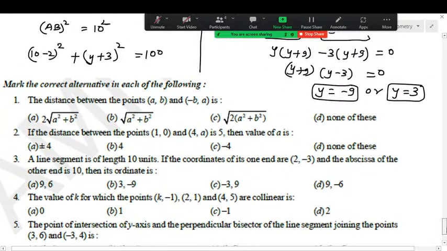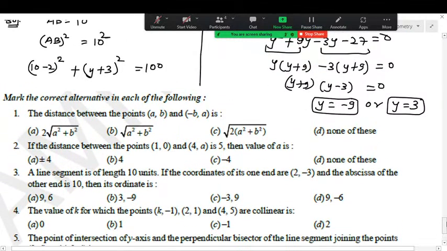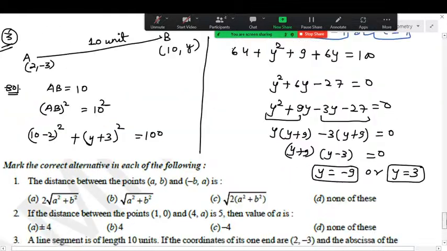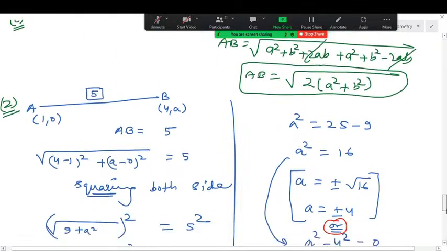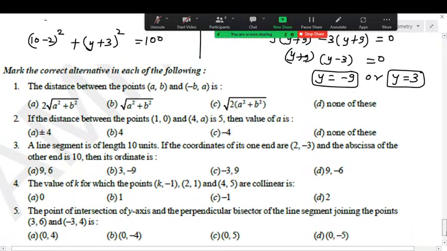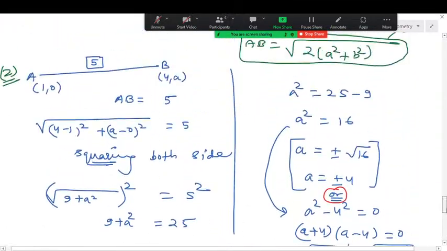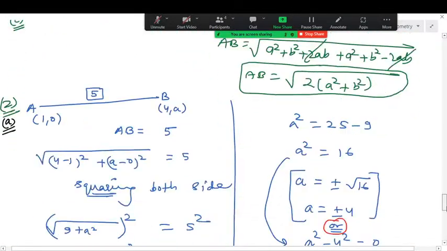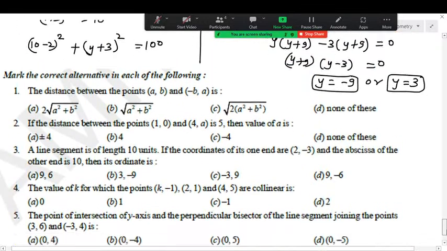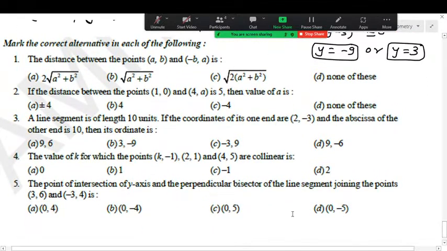Let's check the answer here. Which one? B part, isn't it? 3 and minus 9. The B option is correct. For the second one, option A is correct. And for the first one, I have already told you that answer C is correct. Okay, can you solve question number 4 now?